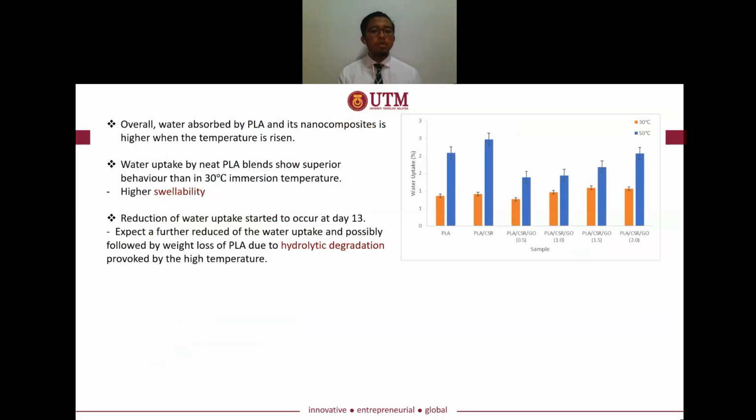And overall, the water absorption by PLA and its nanocomposite is higher when the temperature is raised. Water uptake by neat PLA blends shows superior behavior compared to 30 degrees Celsius due to higher solubility, and the reduction of water uptake starts to occur at day 13. And as we expect, a further reduction of the water uptake is possibly followed by a weight loss of PLA due to hydrolytic degradation.